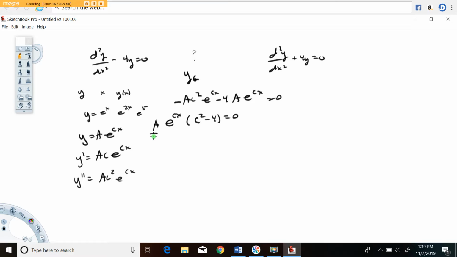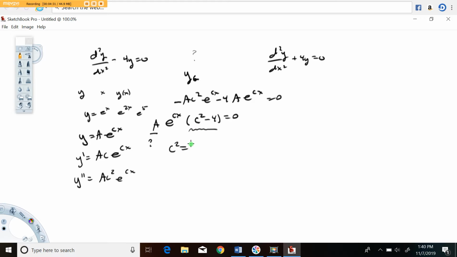Well, the first one here, can a equal 0? Well, if it did, look back at our original function. It would be y equals 0. And that does, in fact, solve this equation. Second derivative of 0 is still 0. Minus 4 times 0 is equal to 0. But that's called the trivial solution, not what we're looking for. e to the cx cannot equal 0. There's no value of x that's going to make that a 0. So we're left with this one.